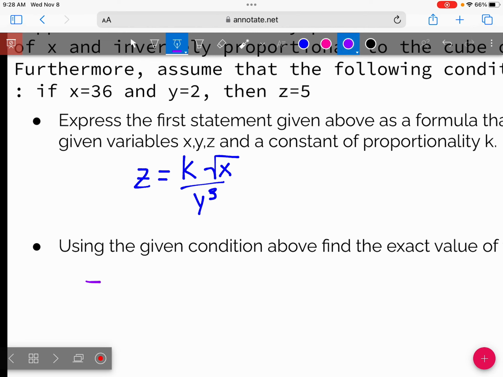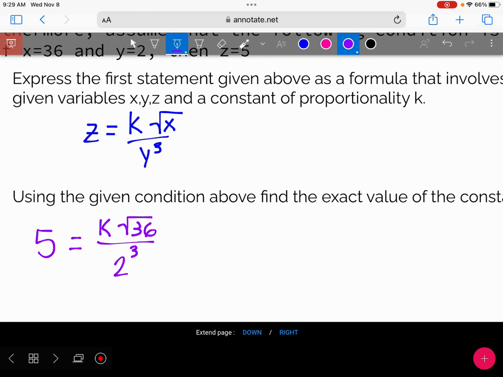So my Z is 5. My K times the square root of 36 over 2 cubed. Oh my gosh, my shoes are squeaking like crazy today and it's driving me absolutely nuts. So we have 5 equals what? 6K over 8.